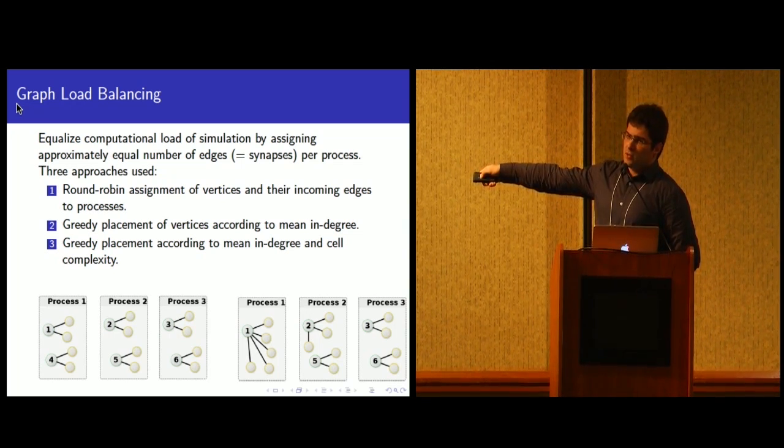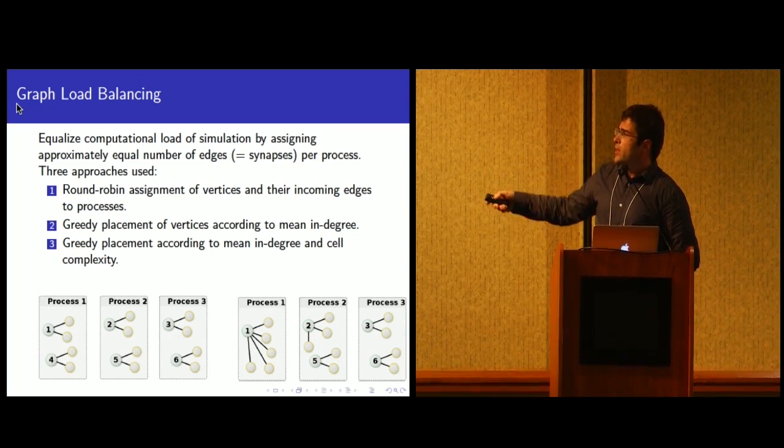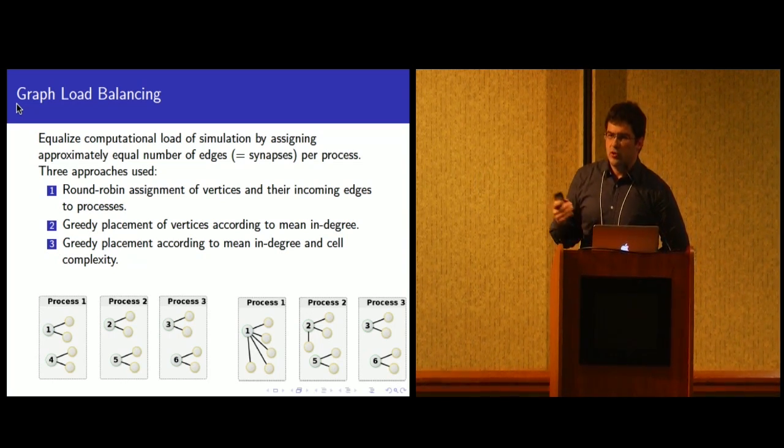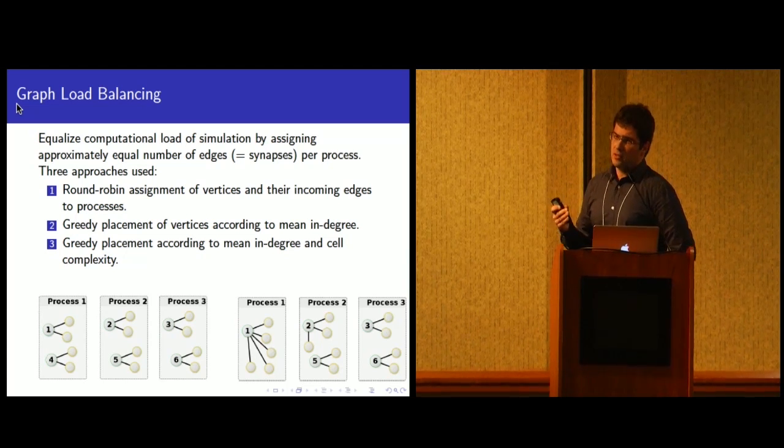But in the graphs, in the networks we're dealing with, some neurons could have up to 10,000 connections, some could have maybe 2,000. So this could result in a lot of imbalance during the simulations. So we investigated several strategies to perform load balancing just based on the connectivity of the model.